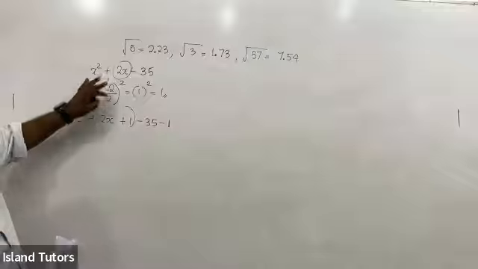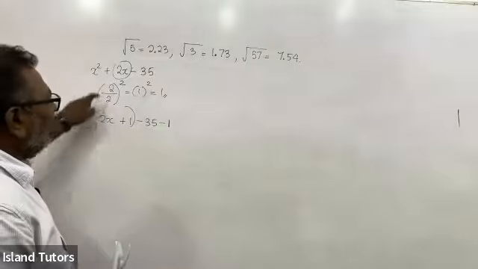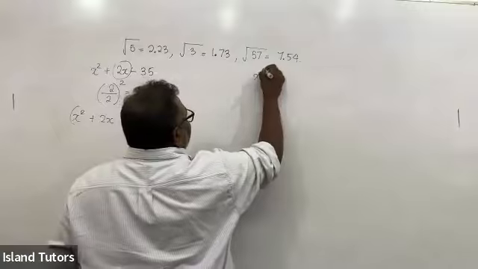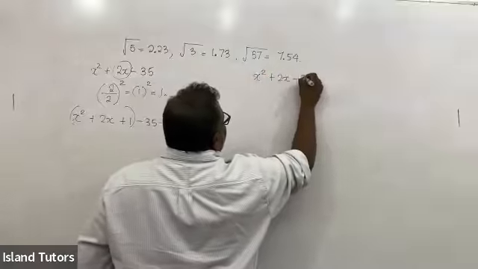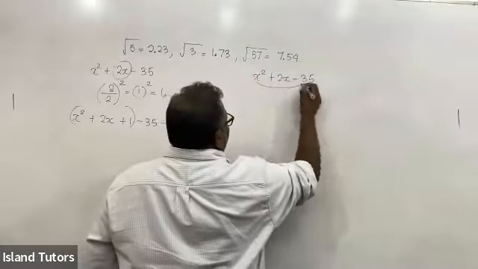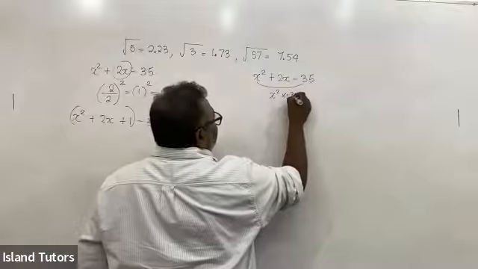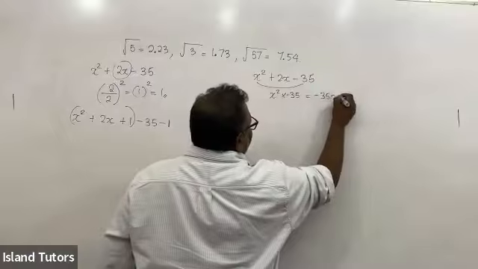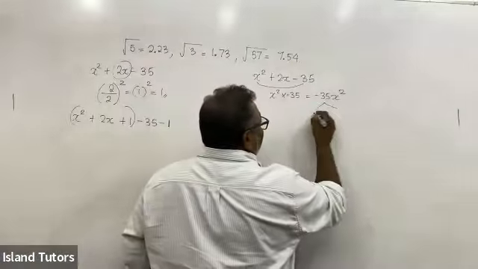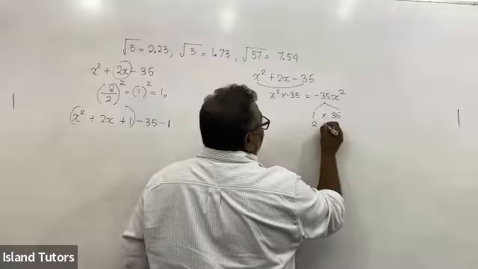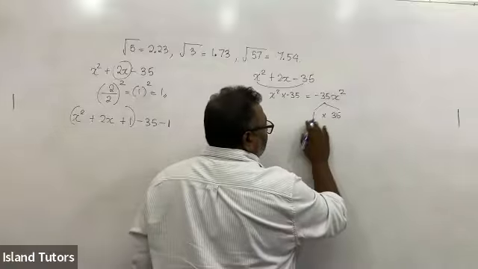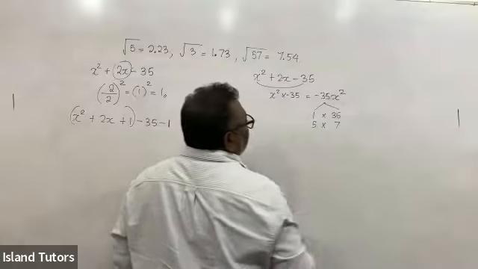Okay, before this, I forgot to tell you, why did we use the completing the square method? Look at this: x squared plus 2x minus 35. What is the normal way? We would have multiplied these two, x squared into minus 35, minus 35 x squared. Then we find the factors of 35. 1 into 35, 2 is not there, 3 also not there, 5 into 7.